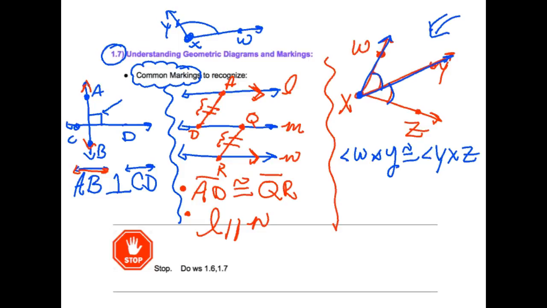Now the minute I put another dash in here, even if they look the same, now they're not. If this is 42 maybe degrees, maybe this was 42, maybe it's really close, but they're not the same. So I think that's all the markings that I need to discuss. Your next task is to complete worksheets 1.6 and 1.7.